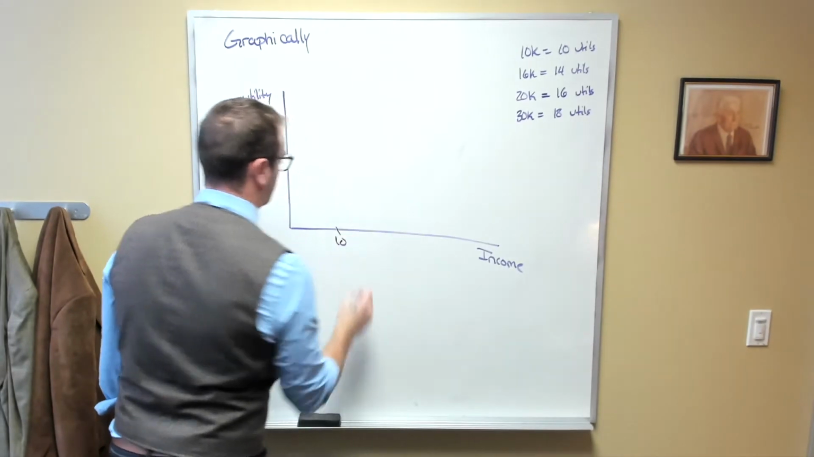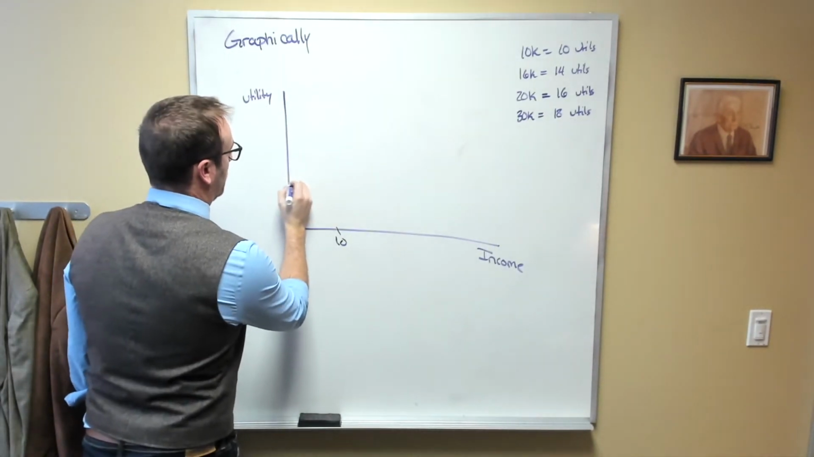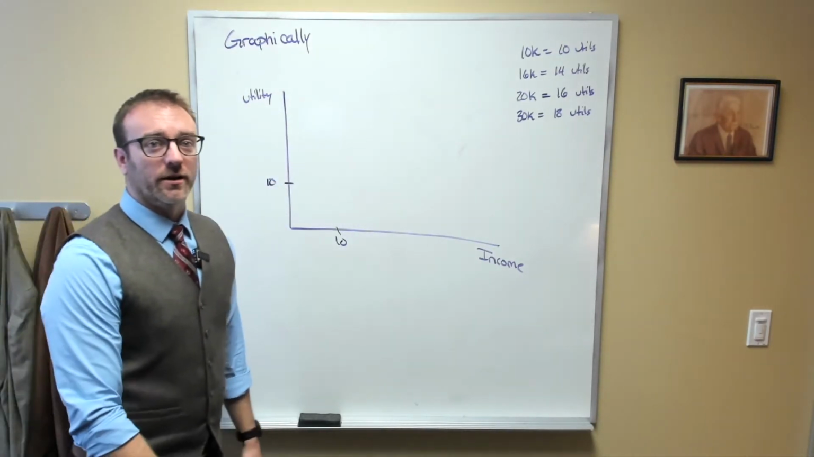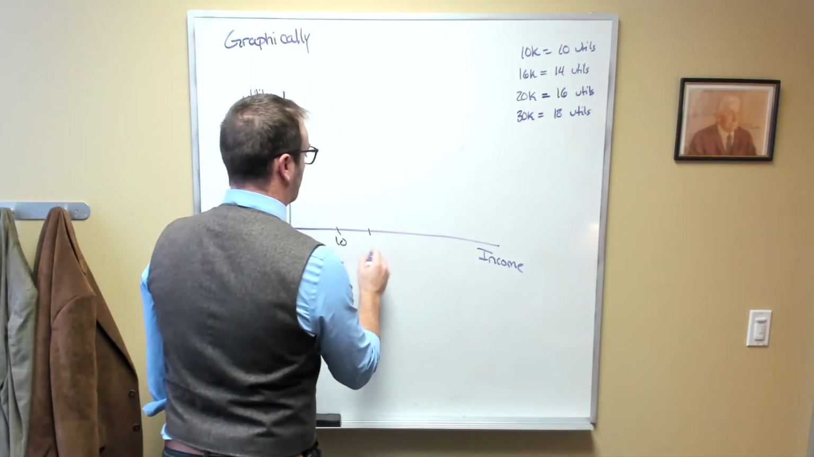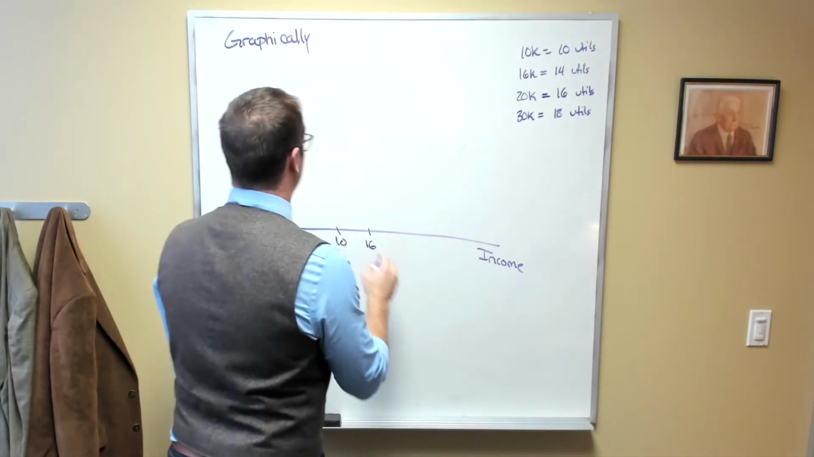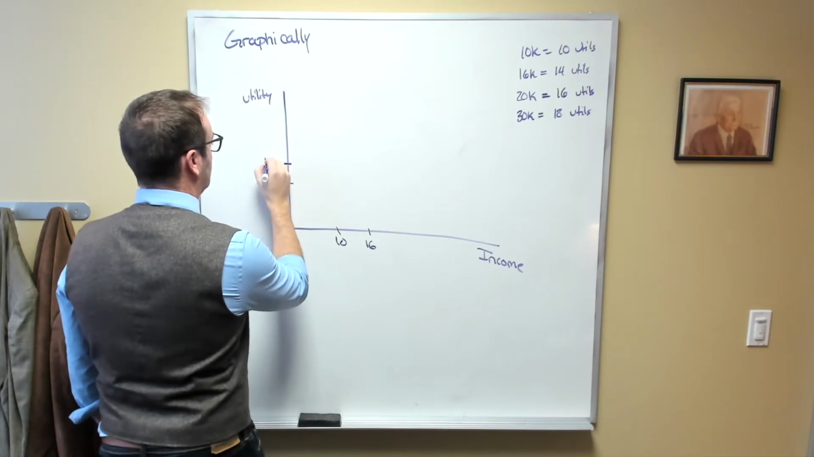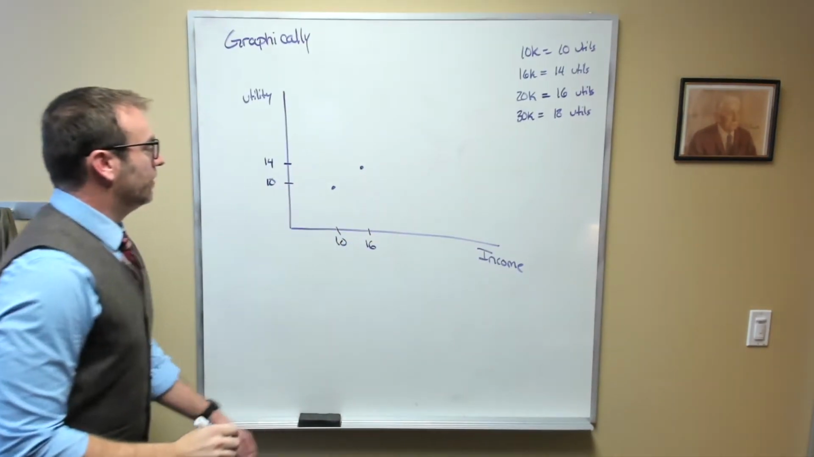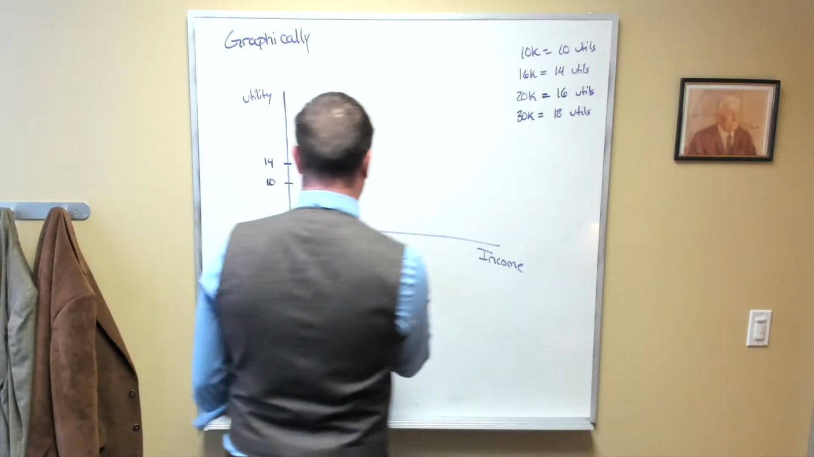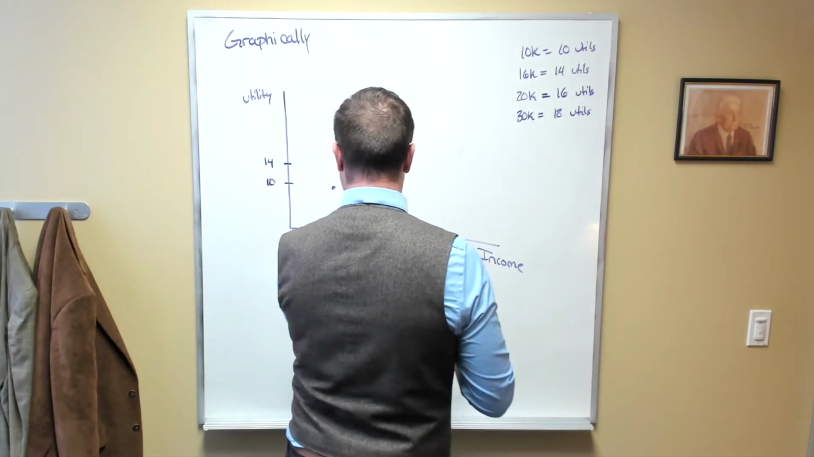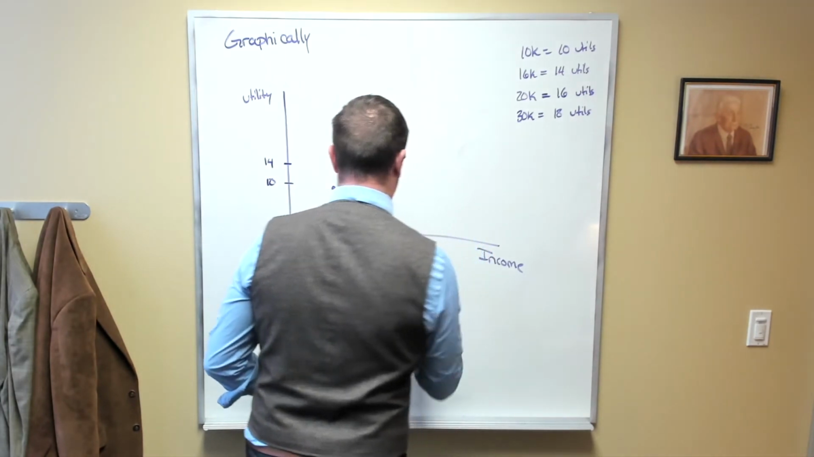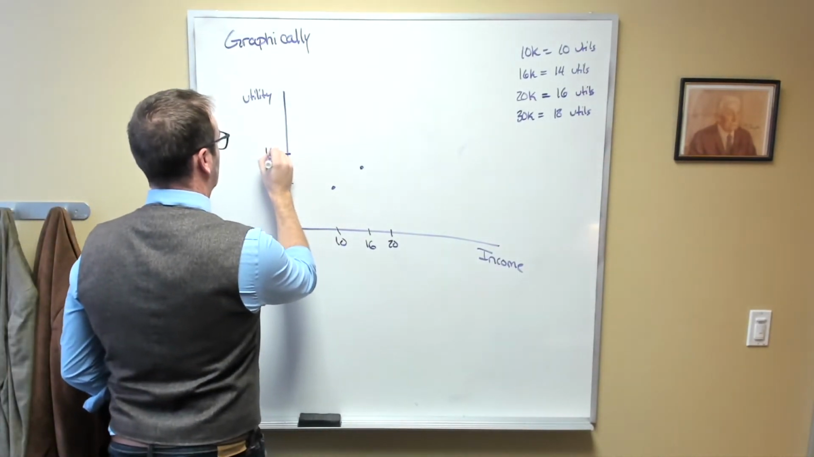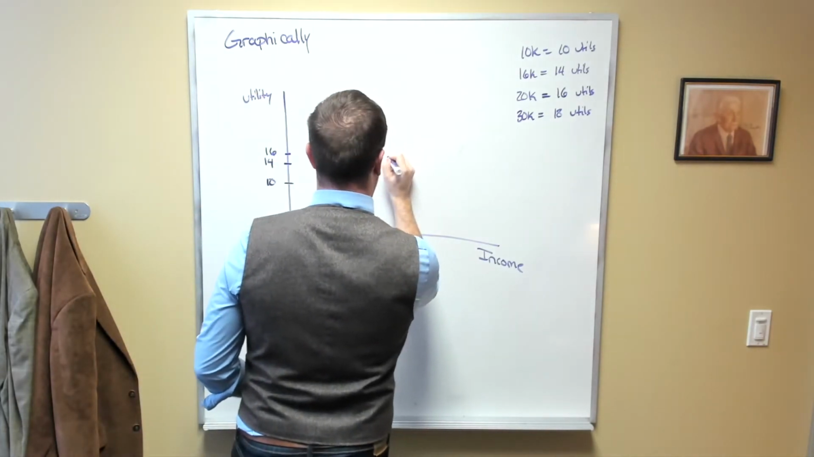So we have $10,000 in income, and that will yield 10 utils in happiness. We have $16,000 in income, and that's going to be equal to 14 utils of happiness. Okay, so that would be here and here. We have $20,000, which would be about here, and that has a utility of 16. So that would be about here.